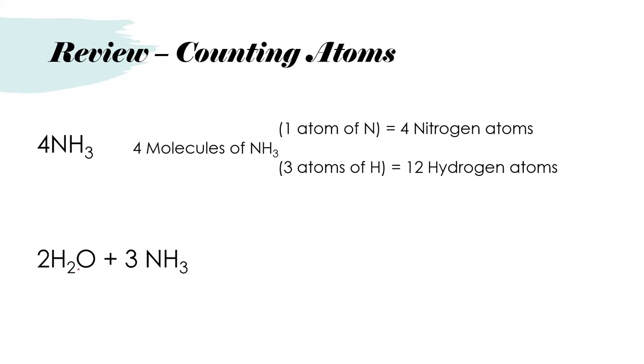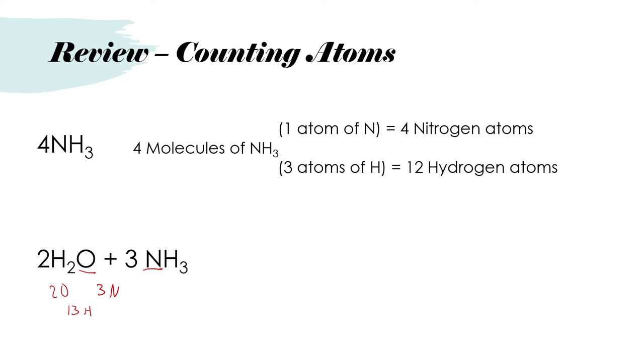For oxygen, that's pretty easy. We've got 2 waters, each one has 1 oxygen. That gives us 2 total oxygen, 2 O. We have 3 NH3s. Each one of those gives us 1 nitrogen. That's our only source of nitrogen, so we have 3 Ns. And then we've got 3 times 3 hydrogens, that's 9, plus 2 times 2, that's 4, so we should have 13 hydrogens.